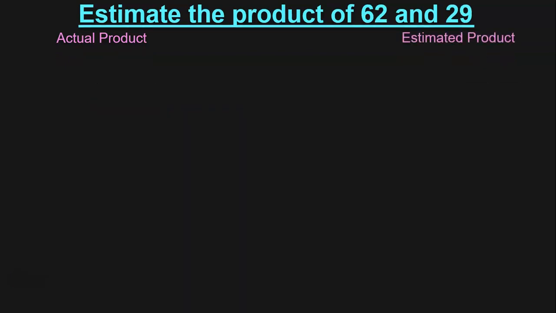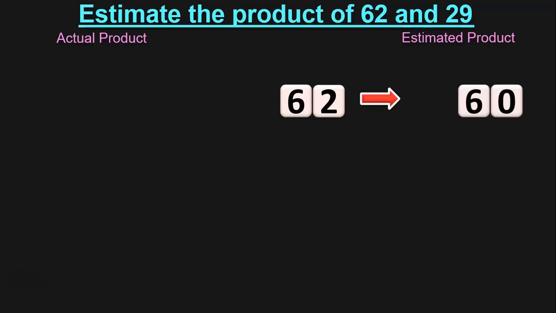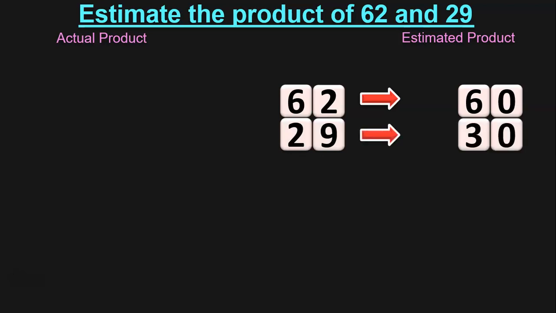Let us do the next sum. We are going to find out both the actual product and the estimated product for 62 by 29. First, let us find out the estimated product. First, we have to round off 62 to the nearest 10. 62 is below the mid value 65. So you round it off to the lower value 60. Next, 29 is above 25. So you will round it up to the upper limit 30, which is the nearest 10 to 29.